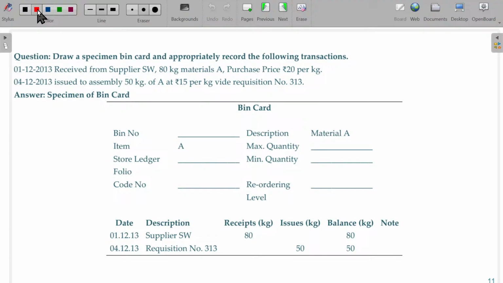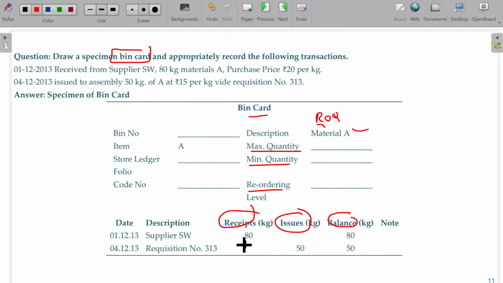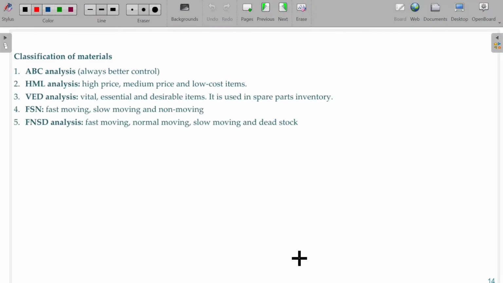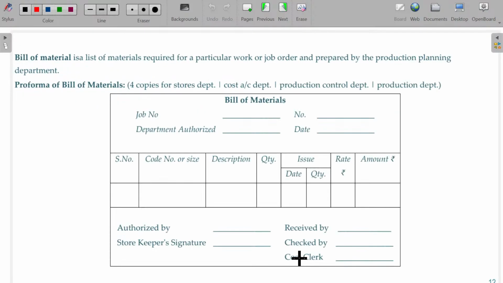Now, how should a bin card be? Already explained. A bin card usually contains what? Maximum quantity, minimum quantity, reorder level, and reorder quantity, everything. What material and all. And you have receipts, issues, balance, only quantity wise. Instead, sometimes you may have a stores ledger. So we have seen already the bin card as well as the stores ledger in the example itself, so you don't need to worry about that.